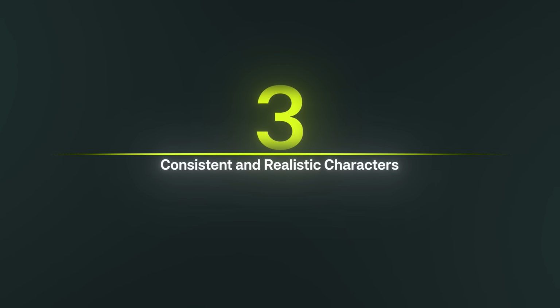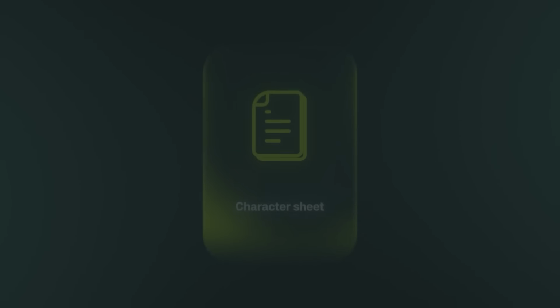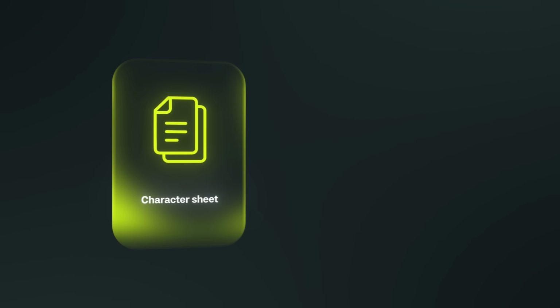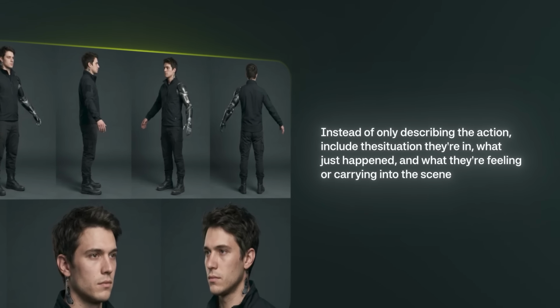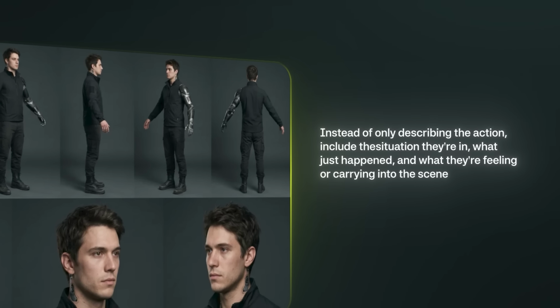The character sheets handle the visual side, but emotional consistency is a completely different problem, and most people ignore it entirely. You can have a perfect character sheet and still get a performance that looks flat, stiff, and completely unbelievable. Here's how to fix that. Give your character a reason for what they're doing. Instead of only describing the action, include the situation they're in, what just happened, and what they're feeling or carrying into the scene. Then describe their physical behavior with specific details. The more context and body language you provide, the more believable and emotionally authentic the performance will feel.